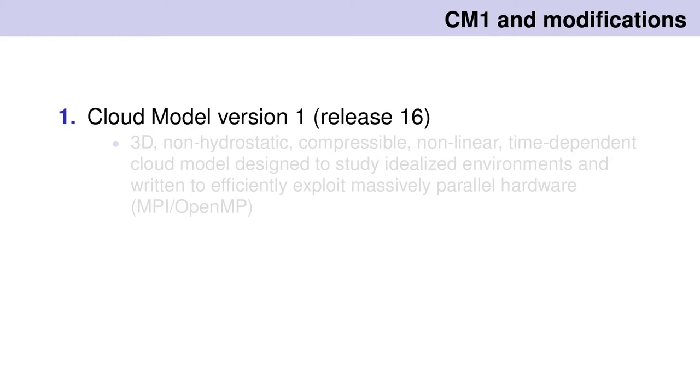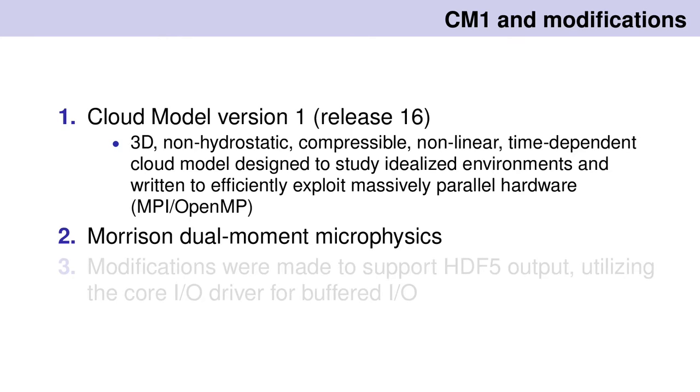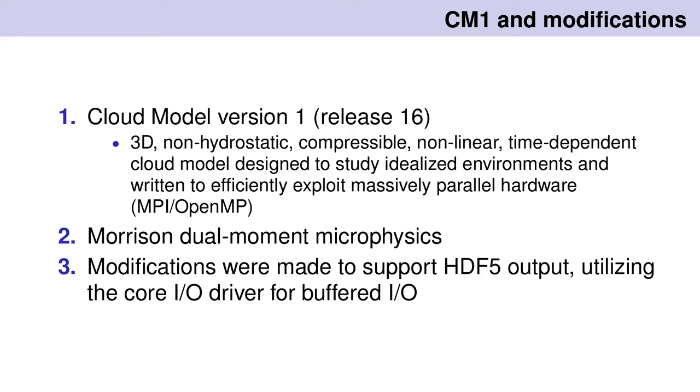So we're using CM1 version 16. It's a 3D non-hydrostatic, compressible, nonlinear, time-dependent cloud model. It's designed to study these types of things. George Bryan does a lot of work with squall lines. That's how he at least started out. He's done hurricane work. He's done all sorts of great things with his model. We're using Hugh Morrison's dual-moment microphysics. This has additional prognostic equations for number concentration. It's supposed to be a better way to handle microphysics.